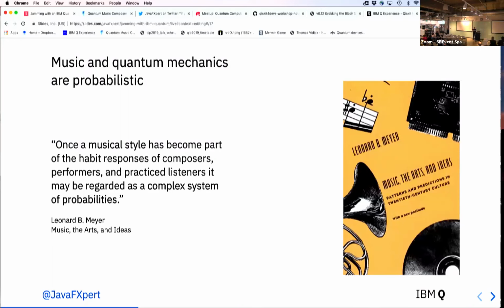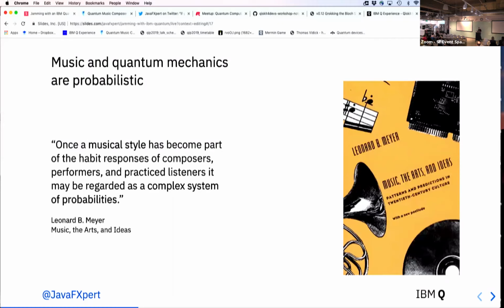Is it 7 o'clock? Yes, it's 7 o'clock. So at 7 o'clock, Bob says that this screen turns off, and then he's going to have a little process of booting it up. But while he's doing that, I'm going to talk about why music composition is probabilistic.